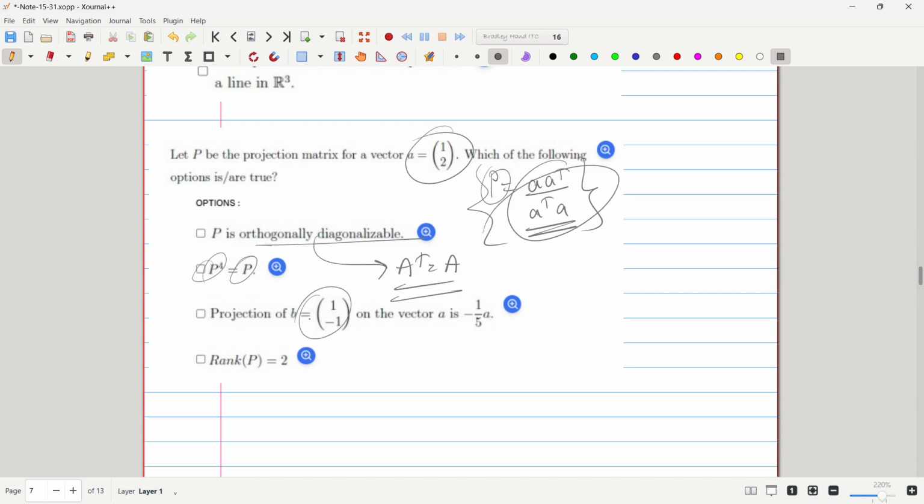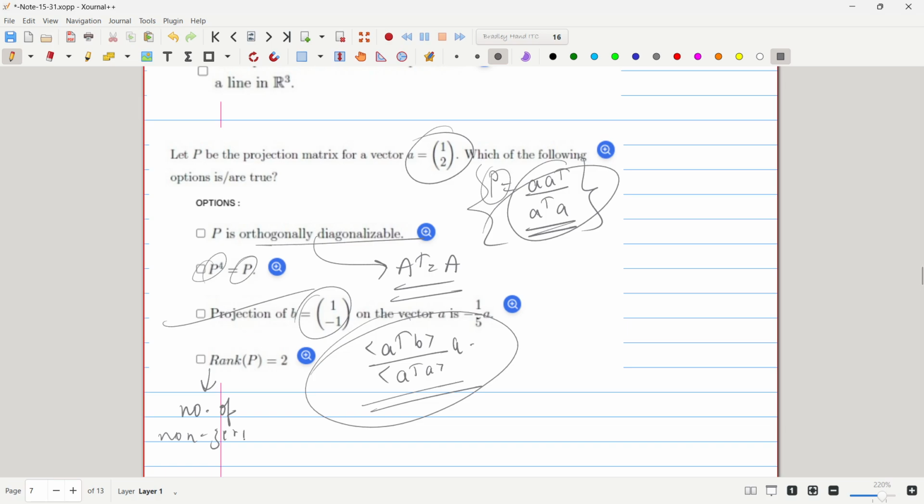Now you are given a matrix B, you need to find the projection of B on the A vector. So the projection of B on the A vector will be written as A transpose B divided by A transpose A into A vector. You will solve this by using this formula. And again you need to find the rank of P. So after finding the projection matrix, convert it into REF form. Then rank is the number of non-zero rows.